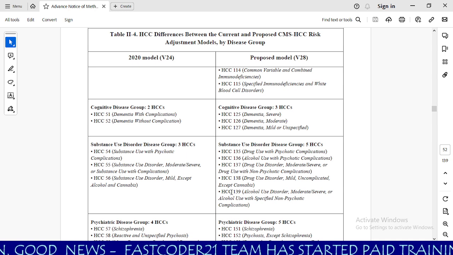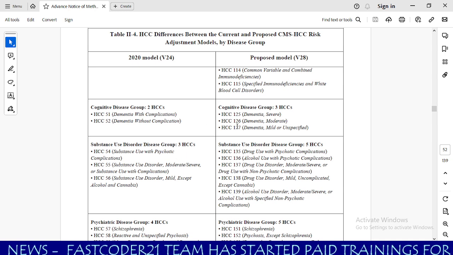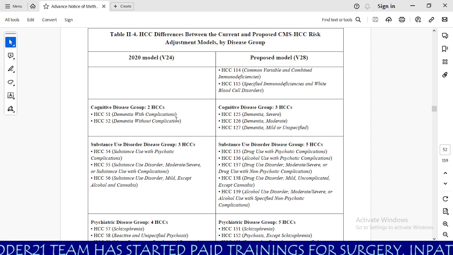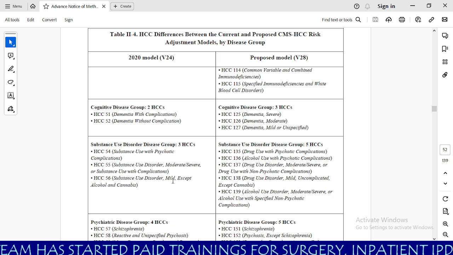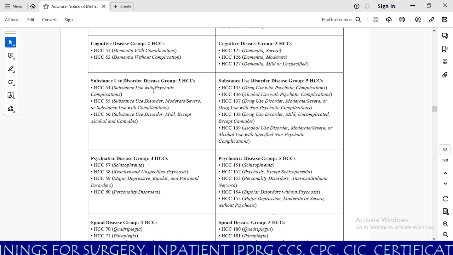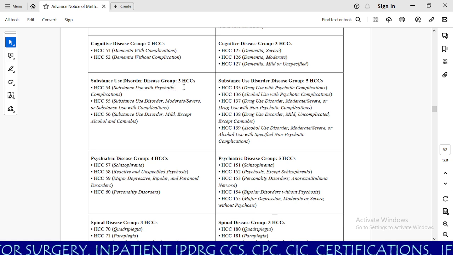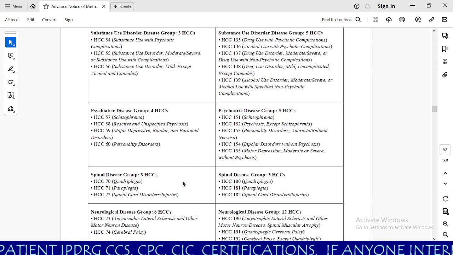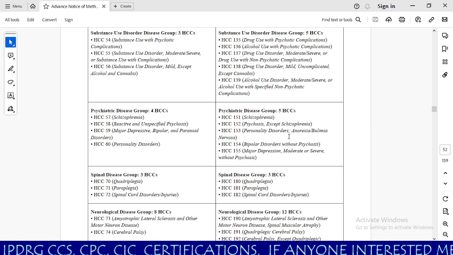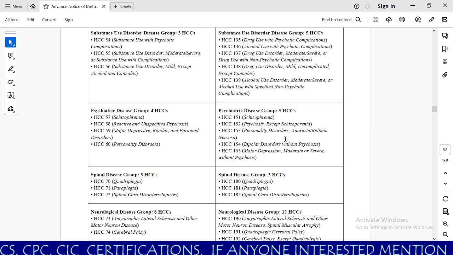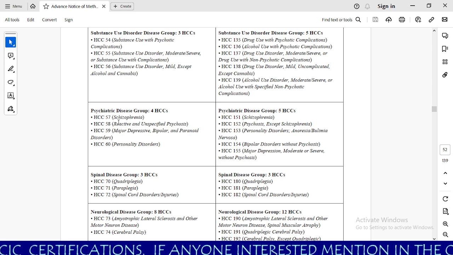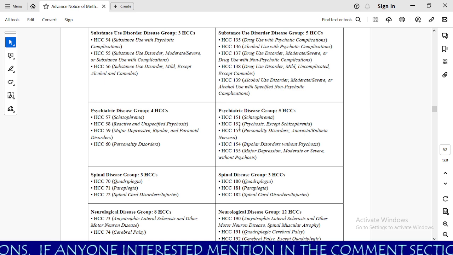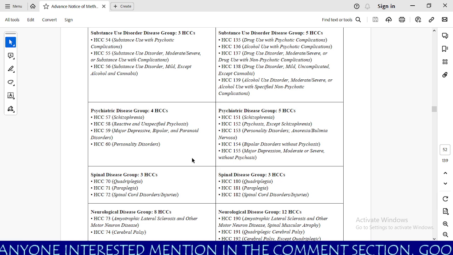And we have the cognitive disease group. In version 24, we have 2 HCCs, and in version 28 we have 3 HCCs. If you check the substance use disorder disease group, in version 24 we have 3 HCCs, in version 28 we have 5 HCCs. Whereas in the psychiatric disease group, in version 24 we have 4 HCCs, in version 28 we have 5 HCCs. For example, if you take schizophrenia here, in version 24 we have HCC 57, whereas it is changed to HCC 151 in version 28.